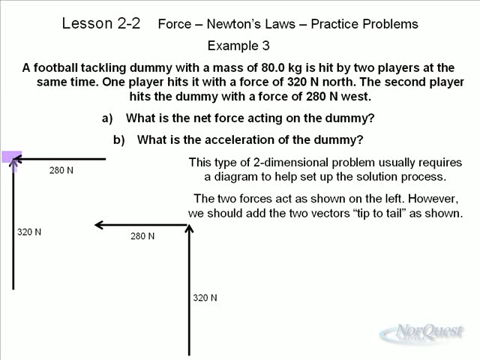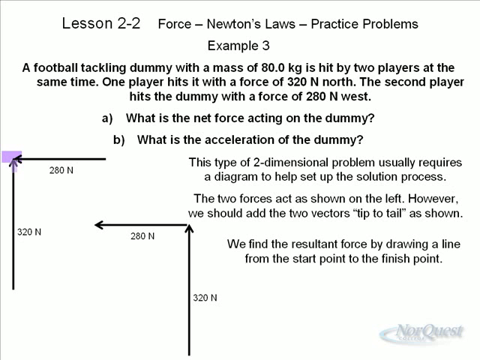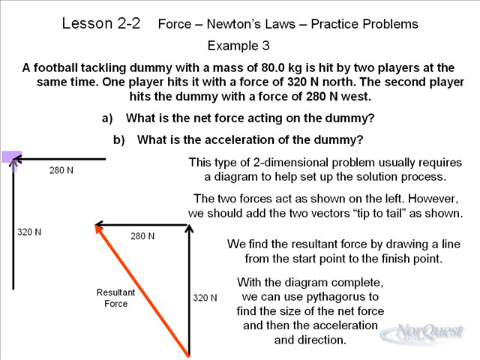You take the first vector, add the second vector from the end of the first. And of course, as you can see, these are the two arms of a right angle triangle, and you can find the resultant force, or the net force, by drawing a line from the start point to the finish point. This is called the resultant force, or another name for the resultant is the net force. So whatever that works out to be, with the diagram complete, you can use Pythagoras to find the size of the net force.